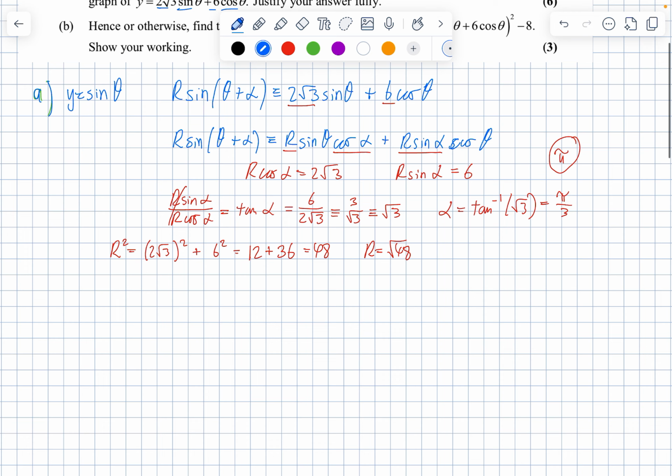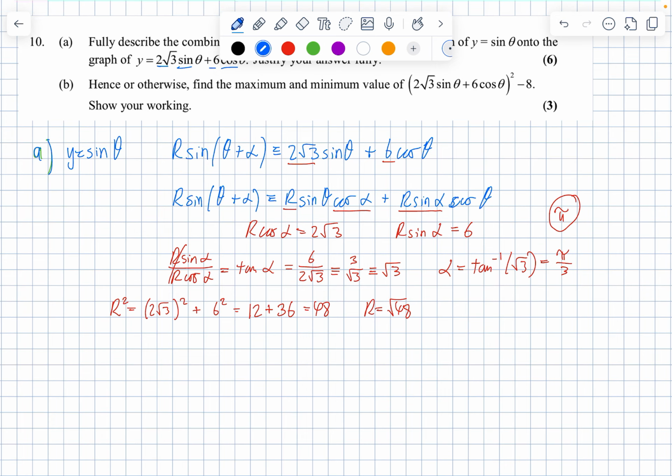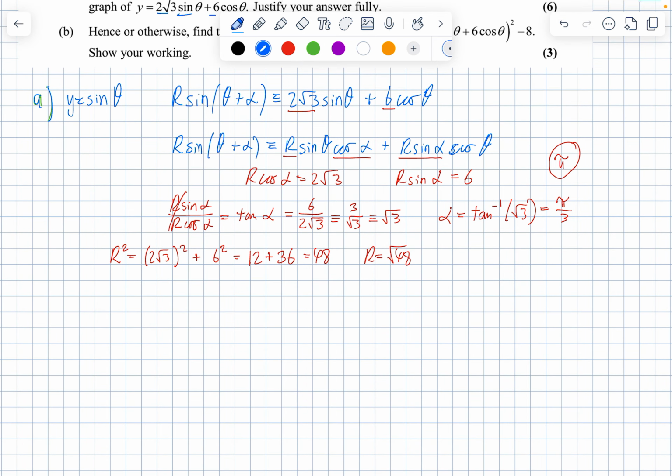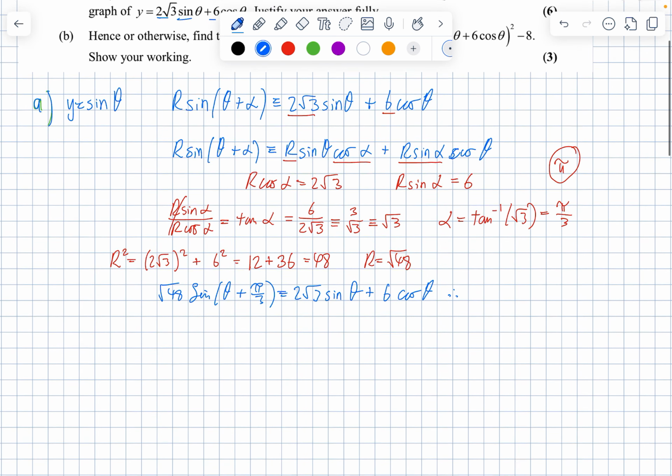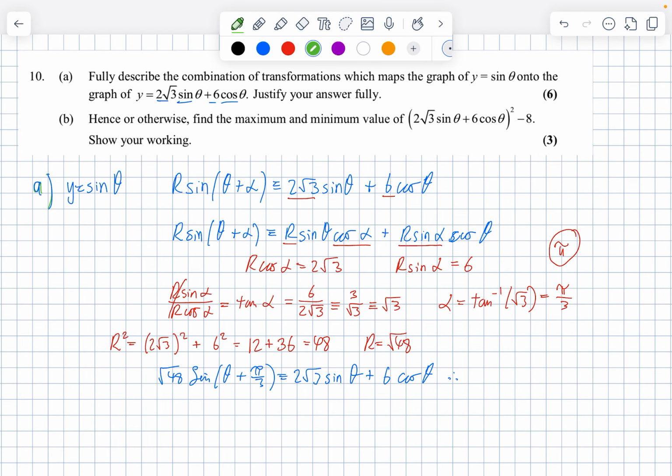Okay. So now we can rewrite this for our final answer. Remember, the final answer is always written in this form. We've got √48 sine theta plus pi over 3 is another way of writing it. Okay. Now that is the answer for A. Now we do B.